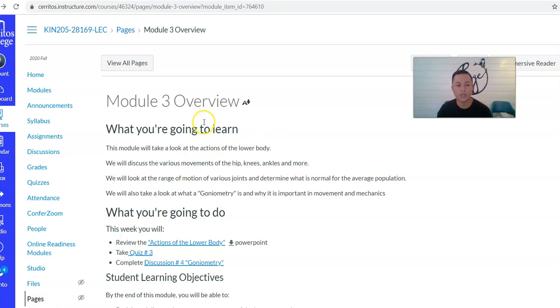I'm over here at your overview page. This week we're going to take a look at the actions of the lower body. We'll discuss the various movements of the hips, ankles, and your feet.